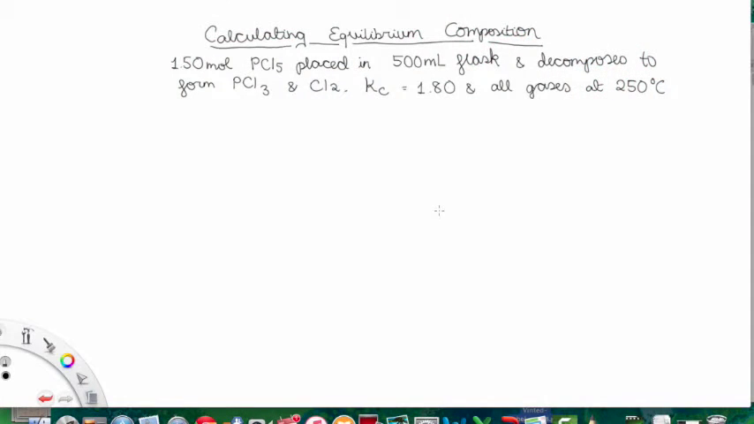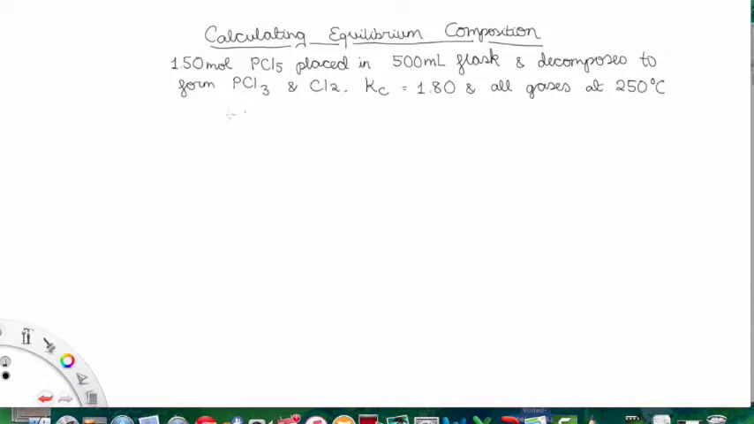So now I'm going to show you guys how to calculate equilibrium composition. So this is the problem. You have 1.5 moles of PCl5 placed in a 500 milliliter flask, and this decomposes to form PCl3 and Cl2. They give you the equilibrium constant value, 1.80, and all of these gases are present at 250 degrees Celsius. Okay, so when they're asking for the equilibrium composition, what this means is the concentration of each individual gas at equilibrium. Alright, so let's figure this out.